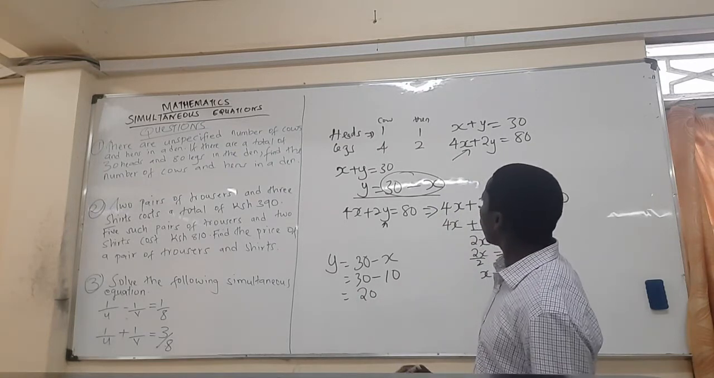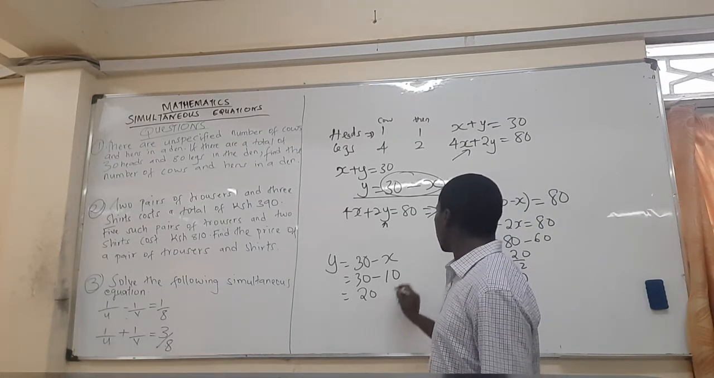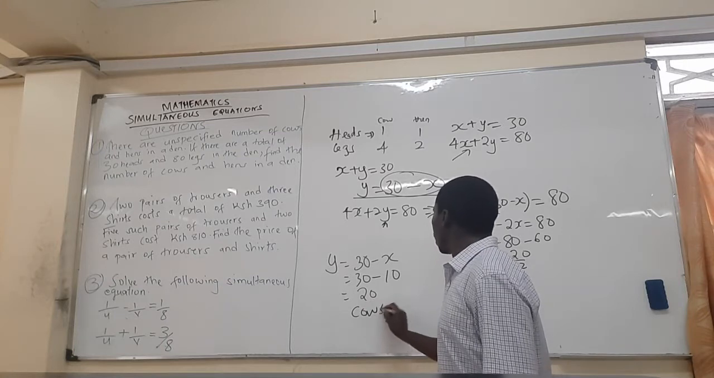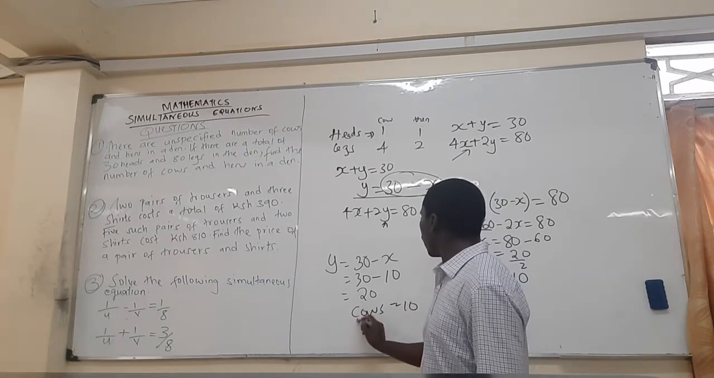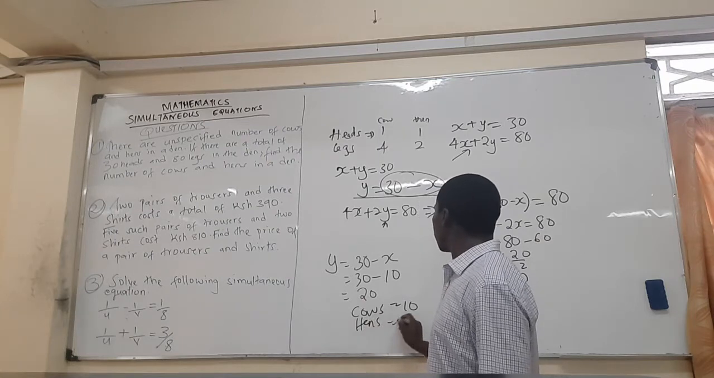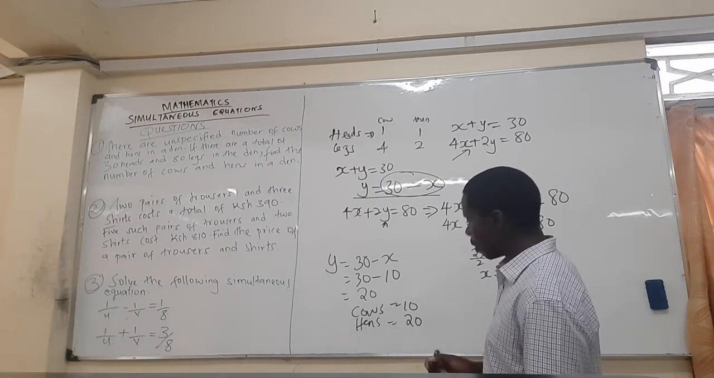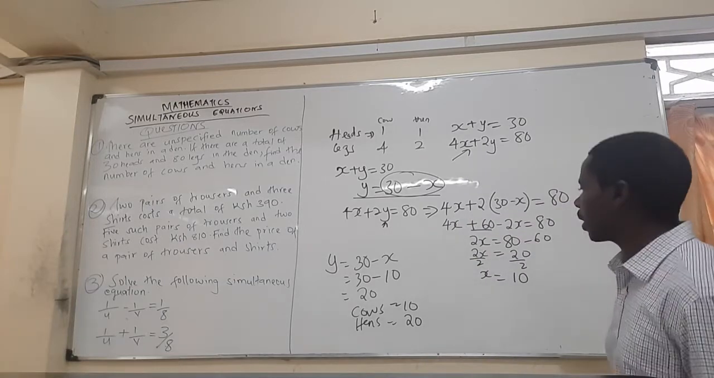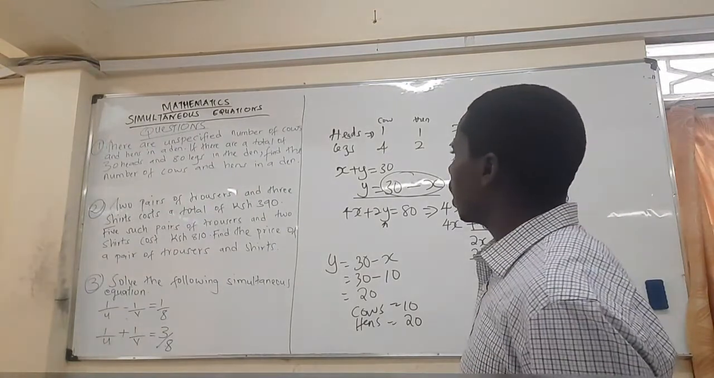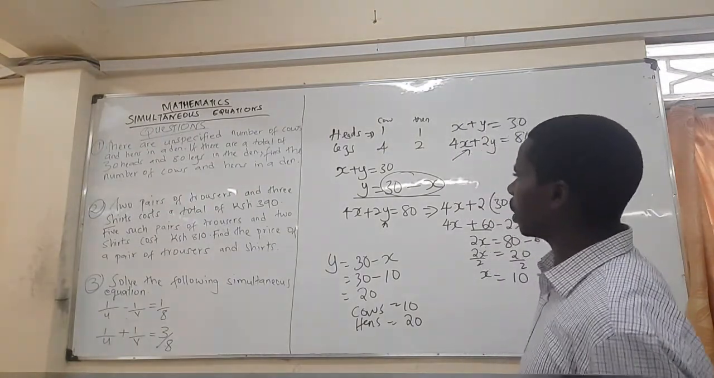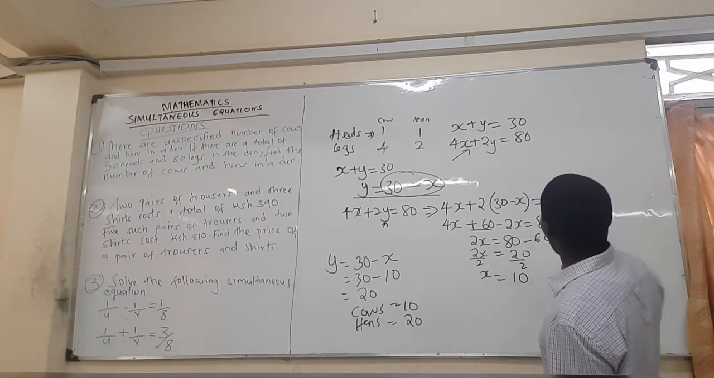Meaning that now our number of cows, that was x, is 10 cows. And then the number of hens, that is our y, is 20. So that's how we go about answering that kind of a question. Good. Let's look at the second question. We see how we can go about it.